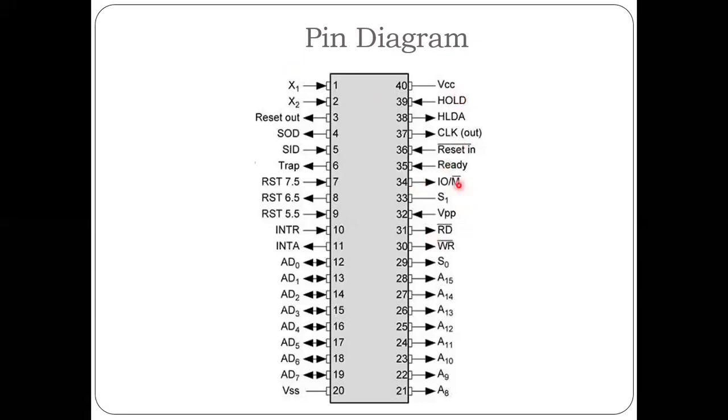Then status signals: RD and WR, where RD means read and WR means write. That means where we are going to read and where we are going to write is defined by the S0, S1 and IO pins. Depending on these three pins, memory read, memory write, input output read and input output write are defined by these three signals. Then READY, RESET IN, RESET OUT define the processor that is going to execute.